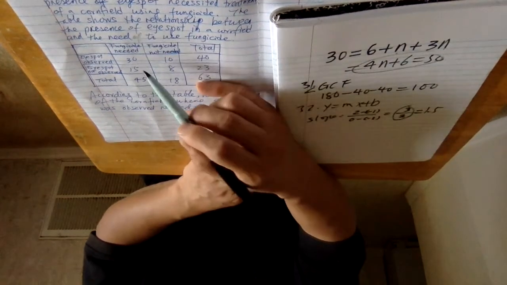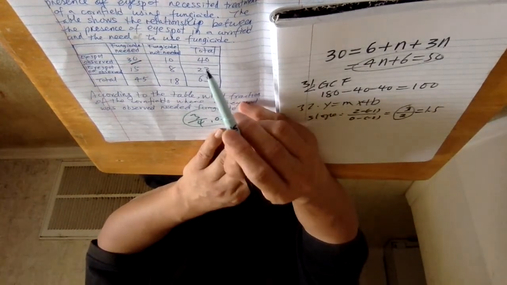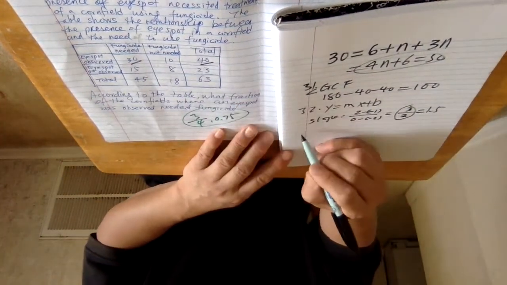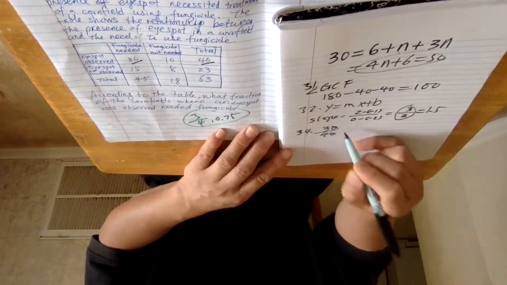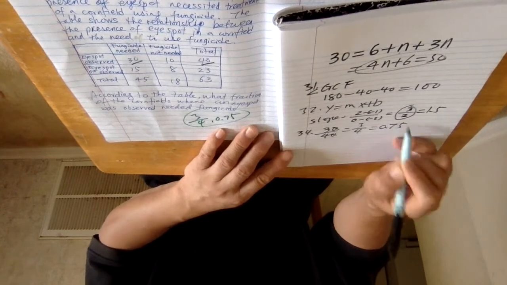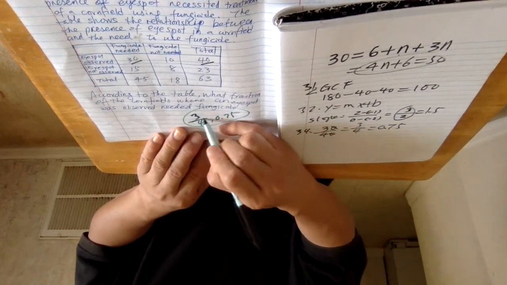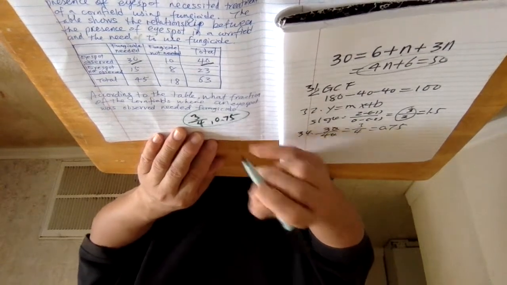According to the table, what fraction of the cornfields where ice spot was observed needed fungicide? So we have ice spot, we have 30 here, and the total observed is 40, so 30 over 40, simplified by crossing out the 0, will be 3 over 4, or equals 0.75. So 3/4 or 0.75.